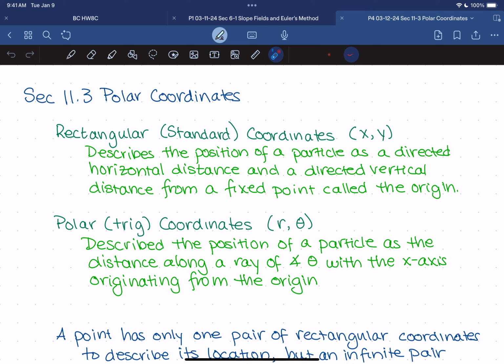Anyway, just a reminder, rectangular coordinates, that's x, y, that's what we're used to. It describes a horizontal and vertical movement and tells you how to find the position of something. Polar coordinates, sometimes referred to as trig coordinates, are in the form r, theta. R is for radius because it represents which circle you're on, with a radius of r, centered at the origin, and then theta is the angle around the circle that you're at.